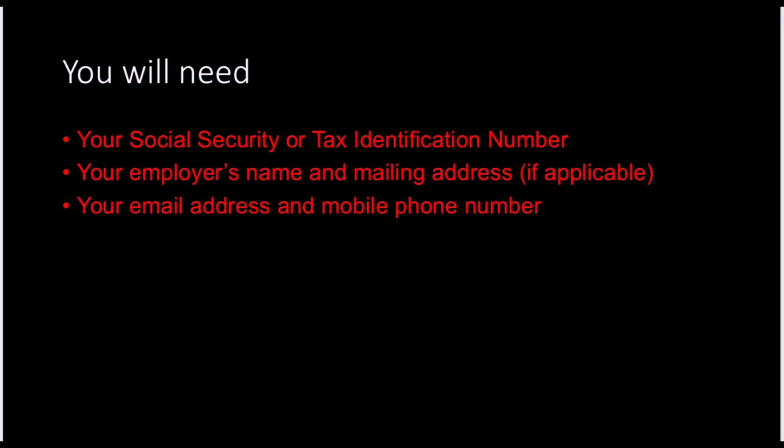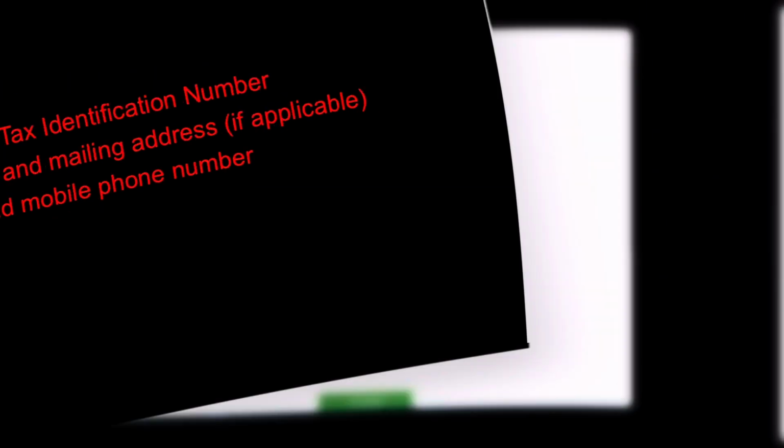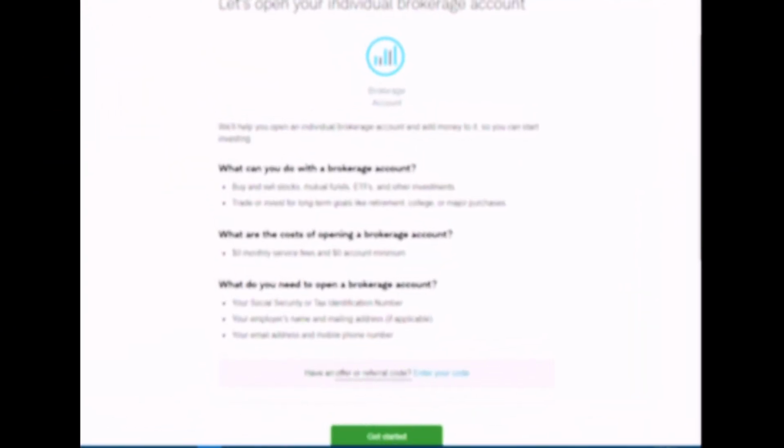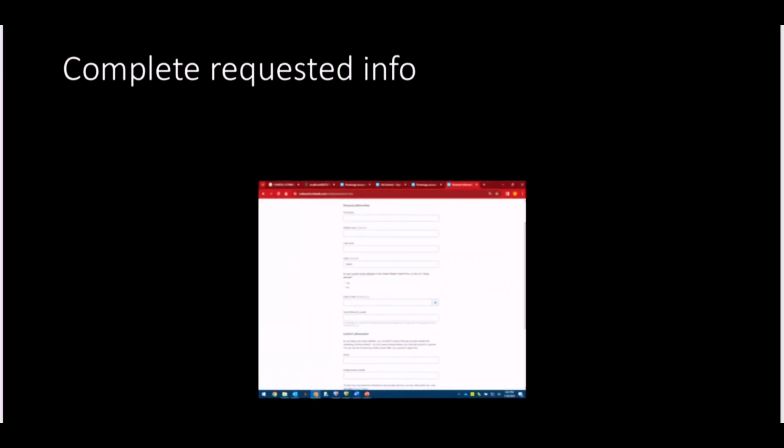You will need the following: a social security number or a tax identification number. You will need your employer's name and mailing address if applicable. You will need an email address and a mobile phone number. The screen is kind of blurry, but simply press Get Started. Complete the requested information.